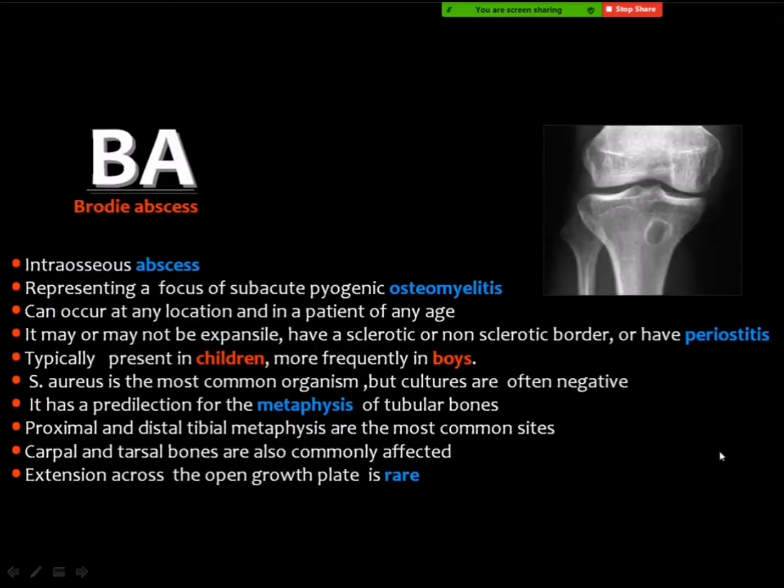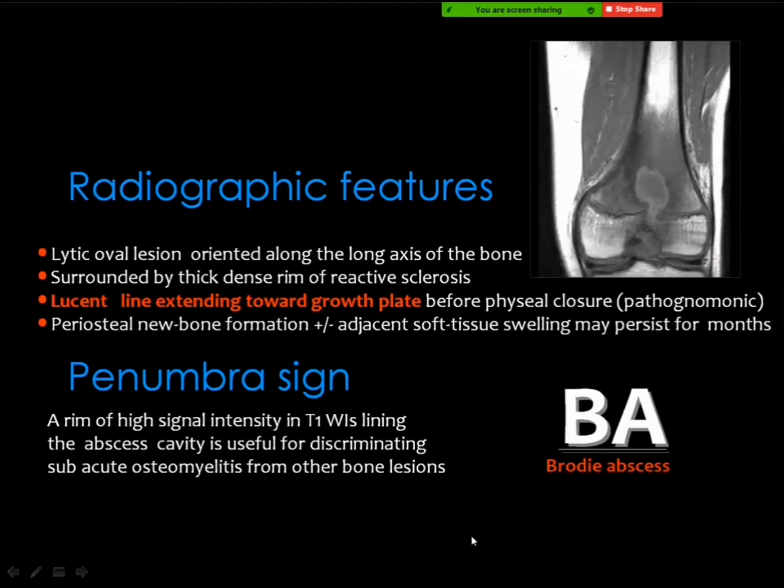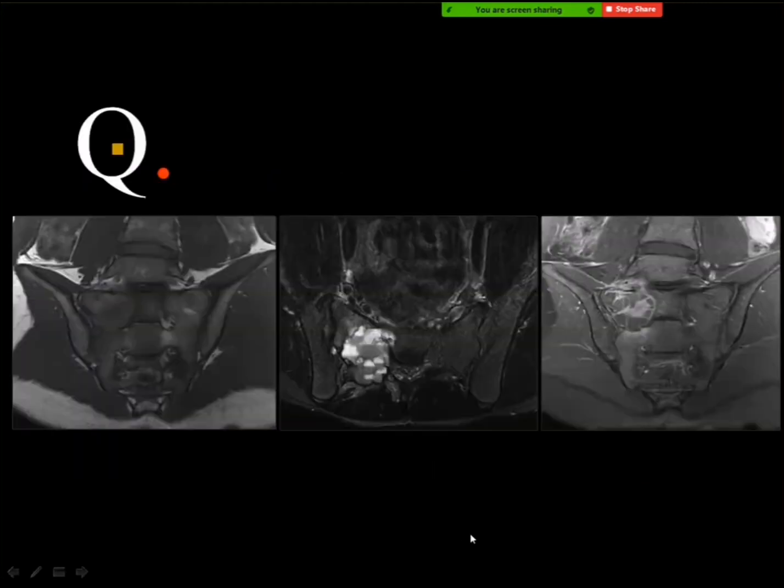Actually this is seen in cross-sectional imaging, not in the plain X-ray. This is an intraosseous abscess, a form of subacute pyogenic osteomyelitis, usually seen in children, particularly in the metaphyses. Extension across the growth plate is not common, but if you see this sign, it's relatively pathognomonic for this particular lesion.